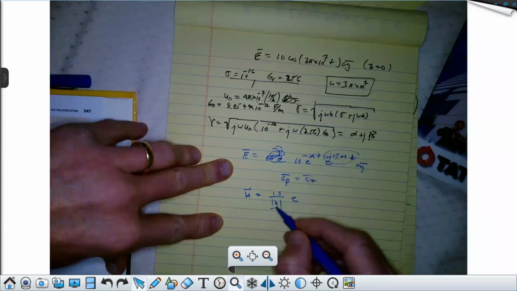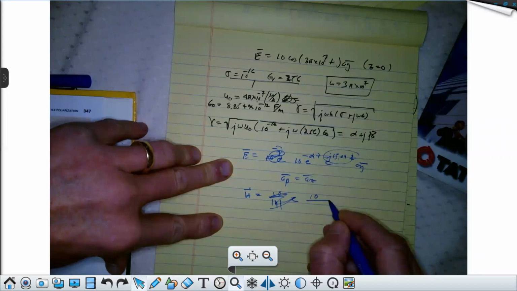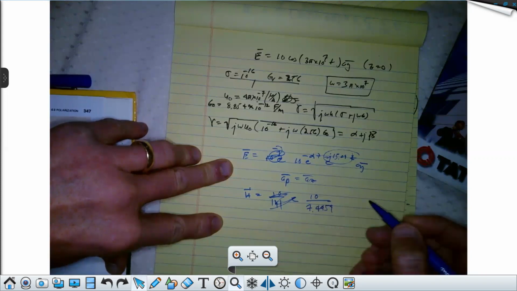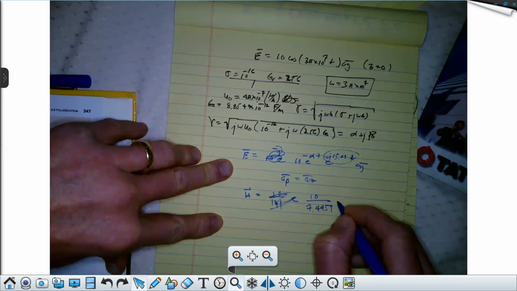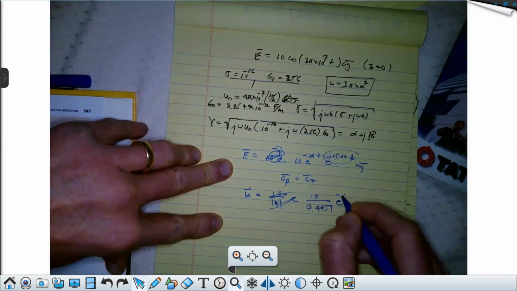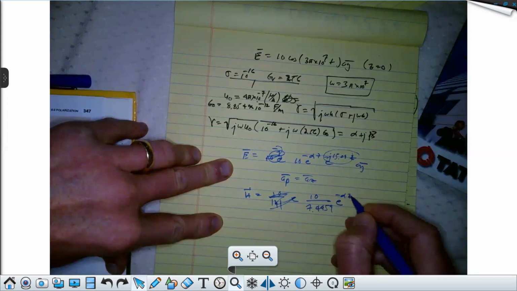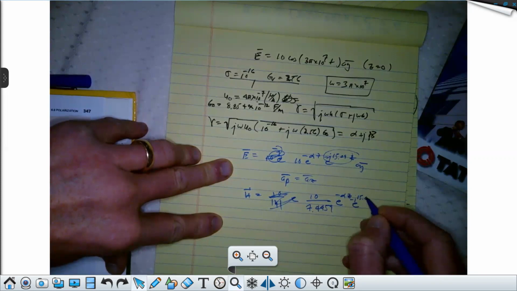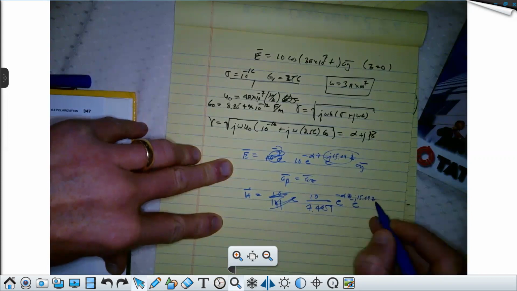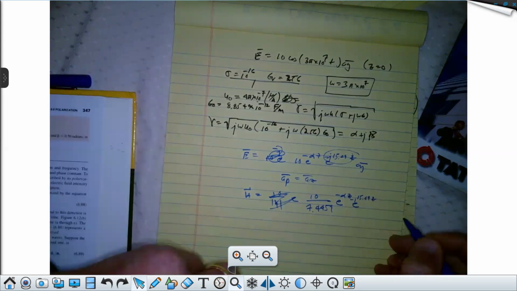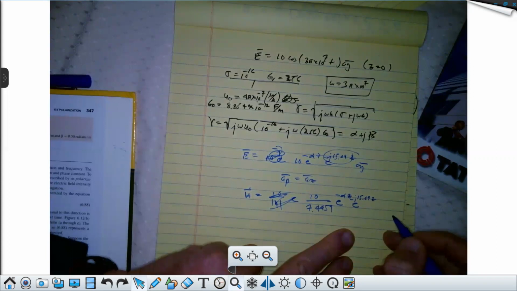I can put it in now. So it's 10 over 7.4459, right? That's going to be the magnitude. Then you're going to have e to the minus alpha. I'm just going to leave alpha alone. It's very small. And then e to the minus j 15.09z. There's more numbers, but that's good enough. And then we have to get a unit vector in the direction of propagation.